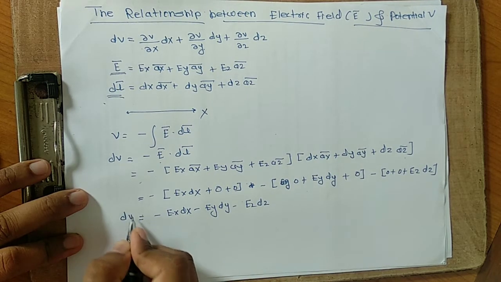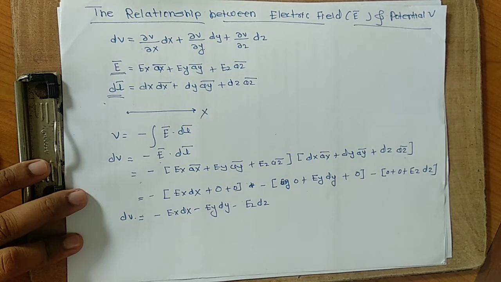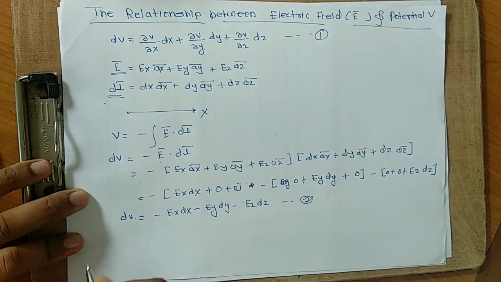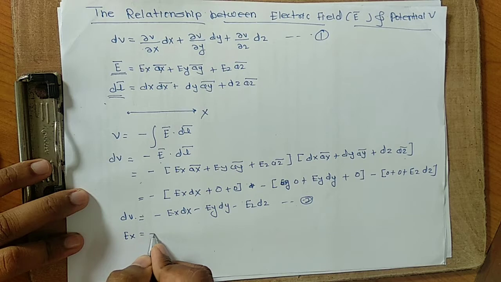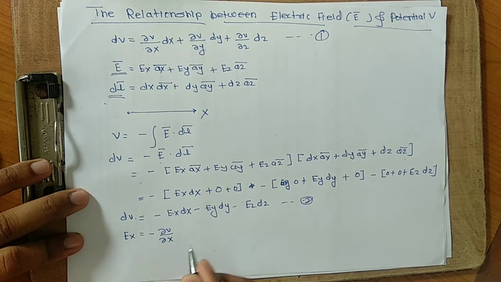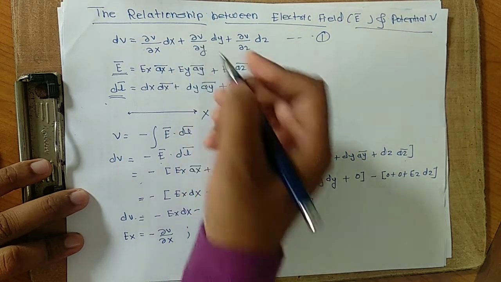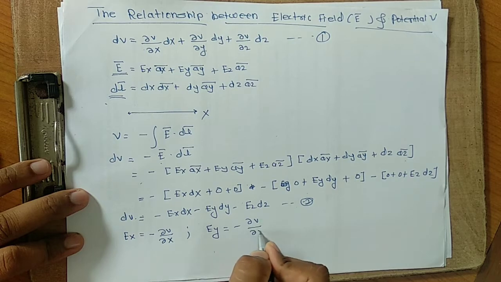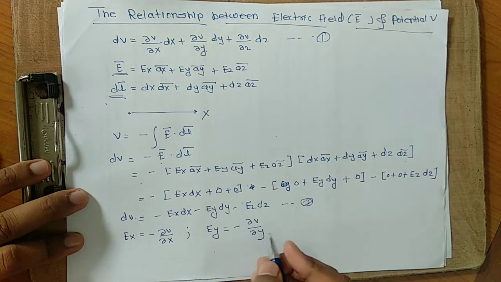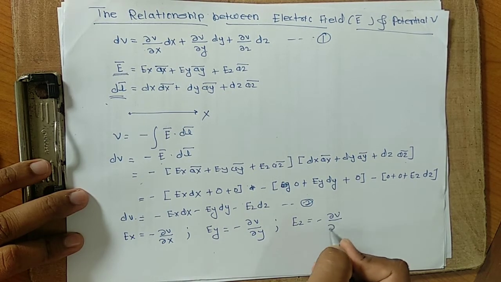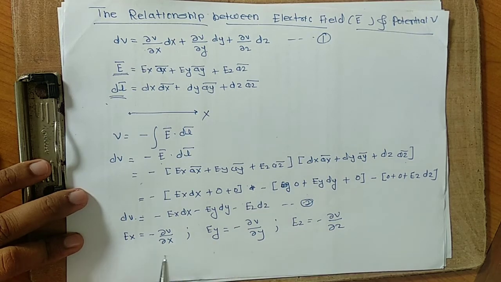Okay, so that is dV. Now I will call this equation number 1, and the other equation number 2. Now compare equation number 1 and 2. If you compare them, you will find that Ex is equal to minus del V by del x; then Ey is equal to minus del V by del y, because I am taking this minus into that direction. And lastly, Ez is equal to minus del V by del z. So that's the way I have to compare these values.